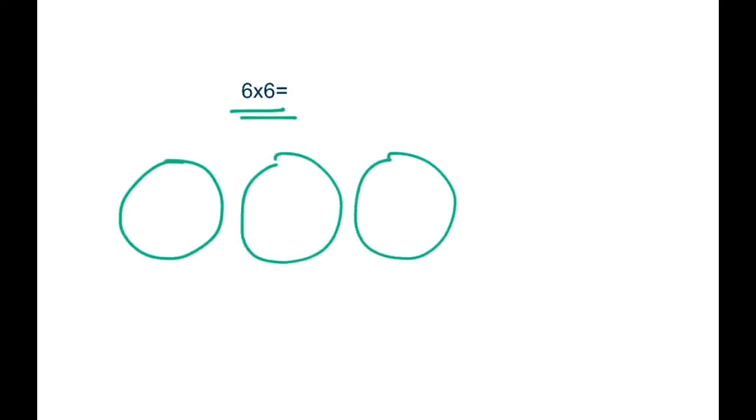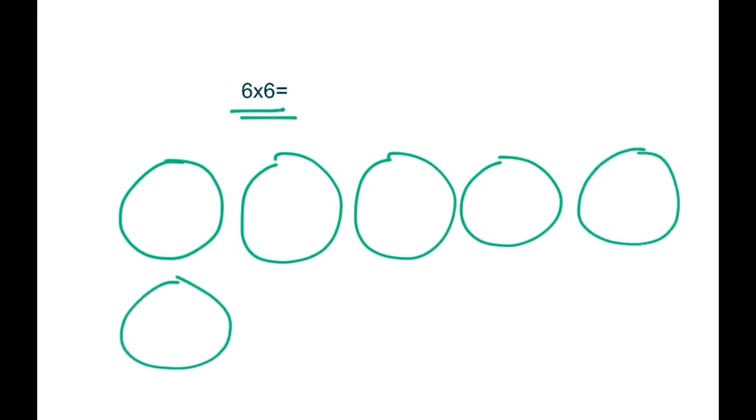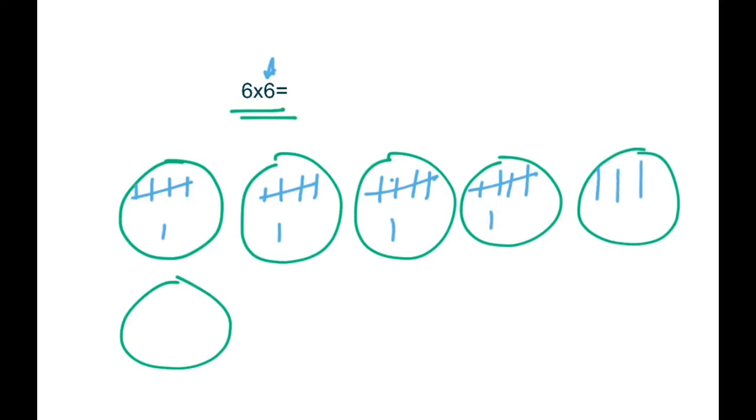So what we're going to do here for 6 times 6 is we're going to draw 6 groups. 1, 2, 3, 4, 5, 6. We're going to draw 6 items in each group. 1, 2, 3, 4, 5, 6. And so on for each group. That's a lot of work. That's why it's important to learn how to memorize our facts by 6s.